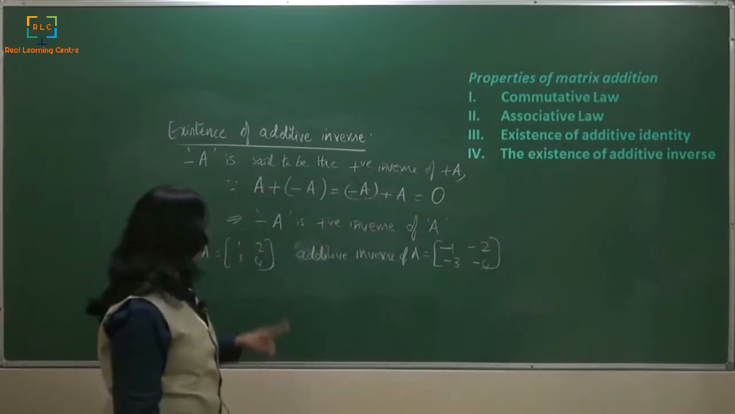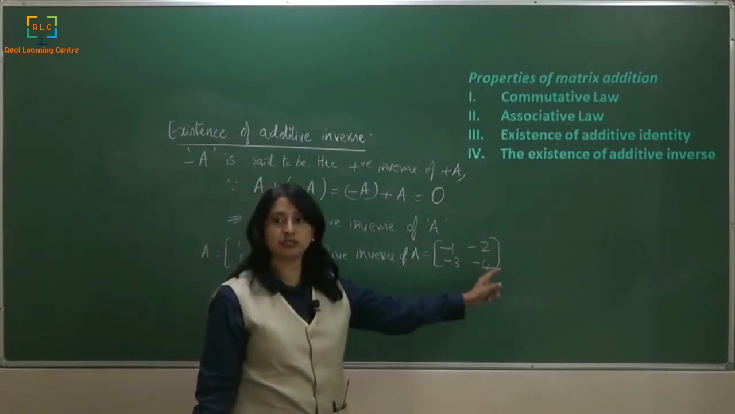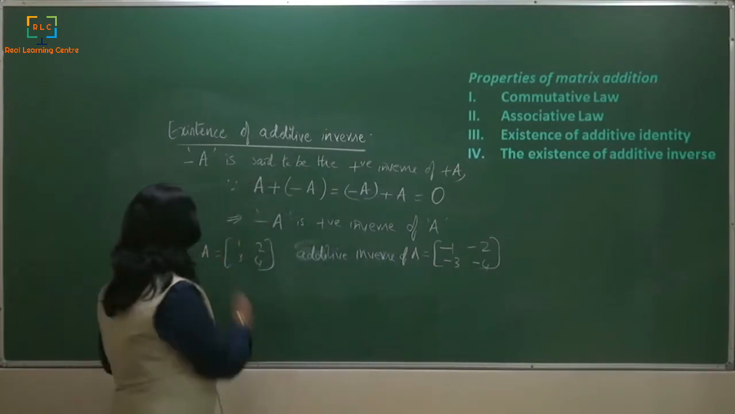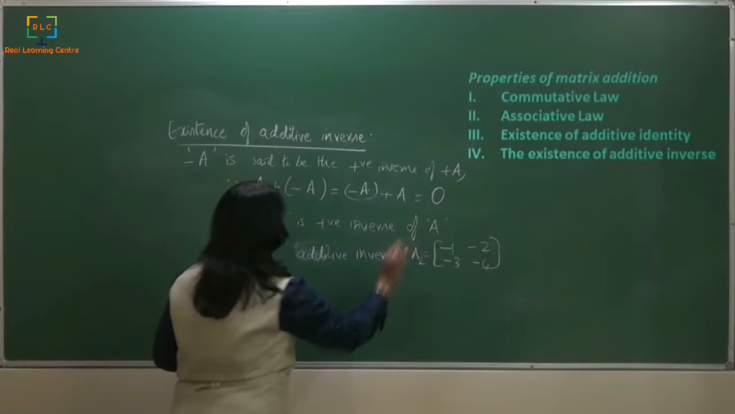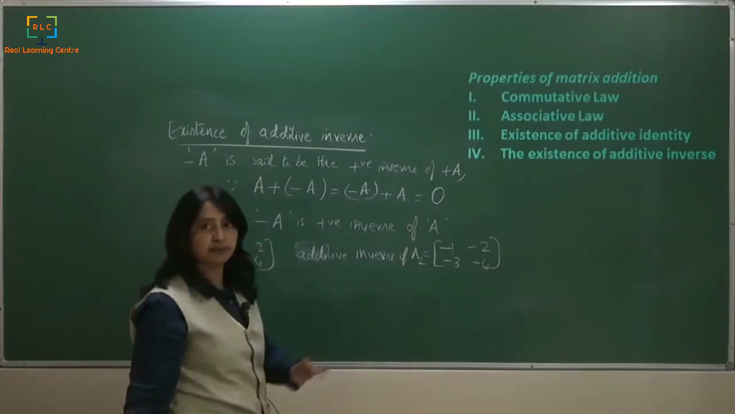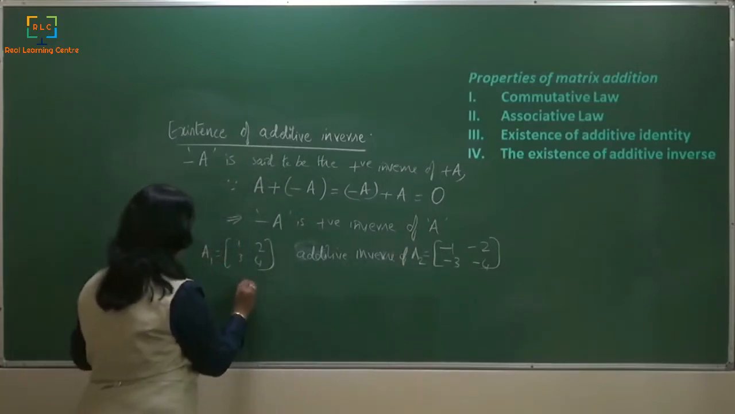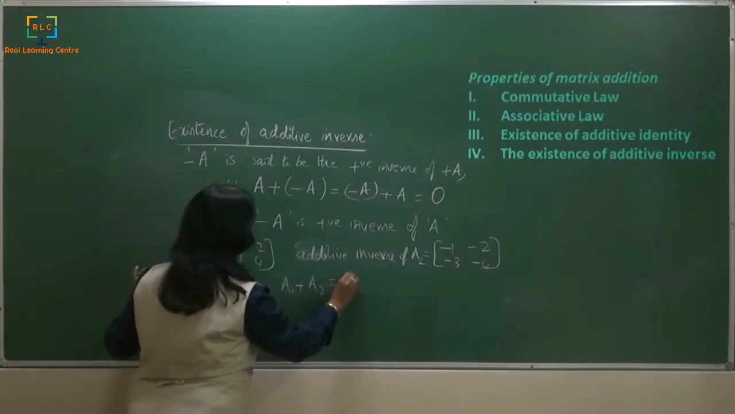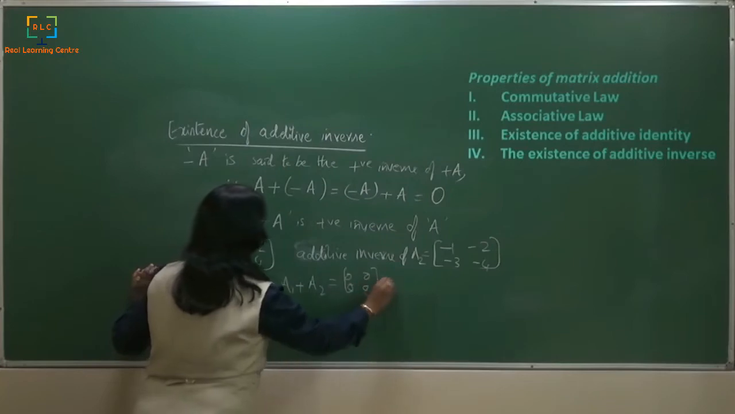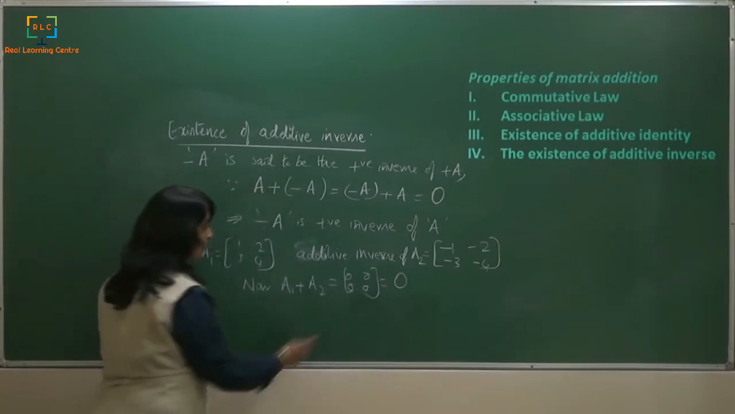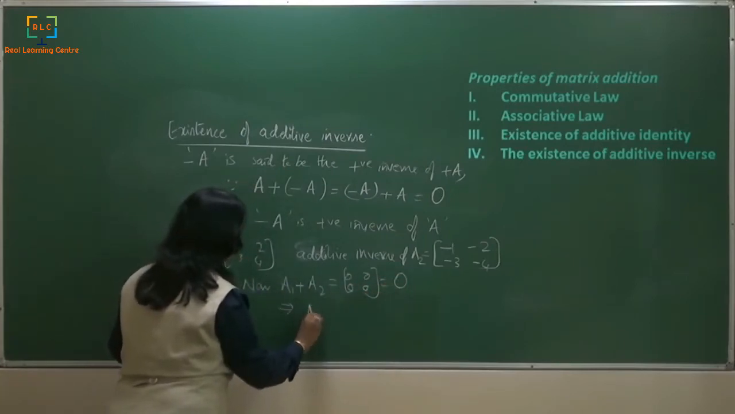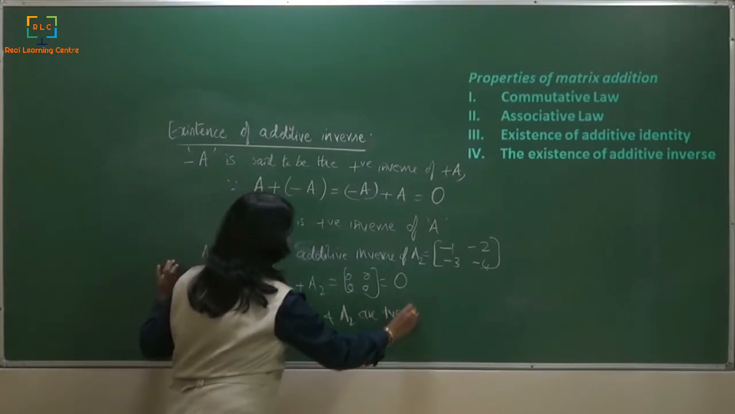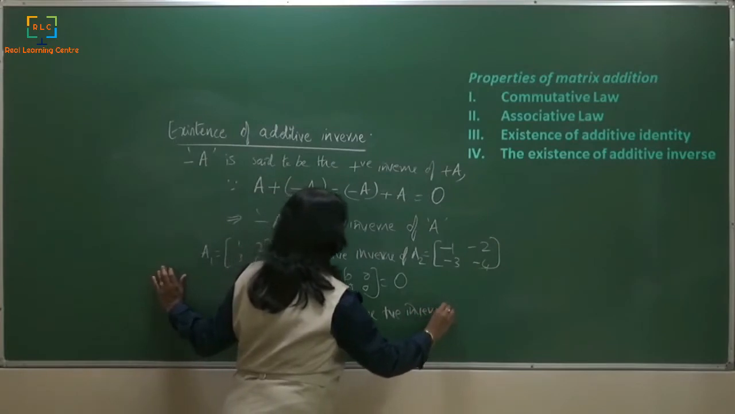In case I had taken -2 here, I should have put +2 here, because when you add these two, let me call this A1 and this A2. When you add A1 and A2, you end up getting A1 plus A2 equal to 0, 0, 0, 0, which is a null matrix O. Because I am getting O, we say A1 and A2 are additive inverses of each other.